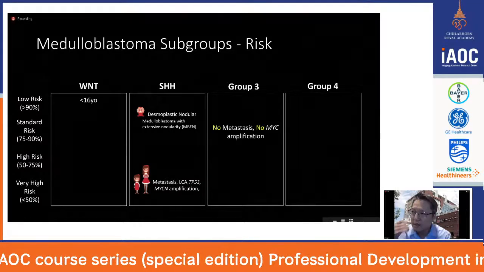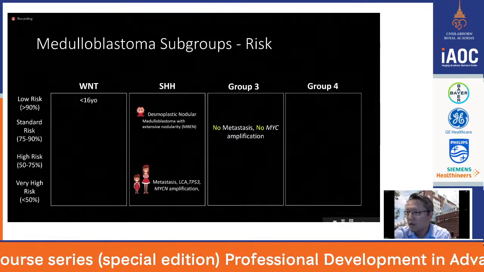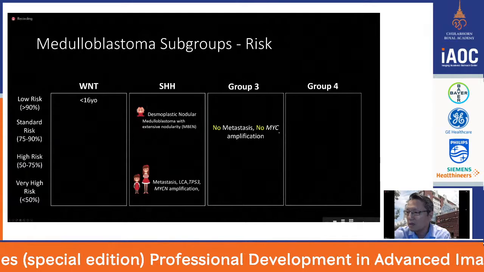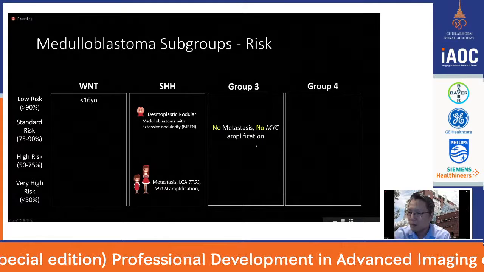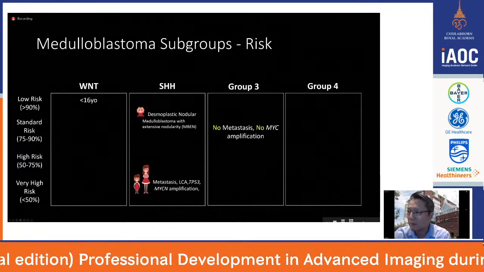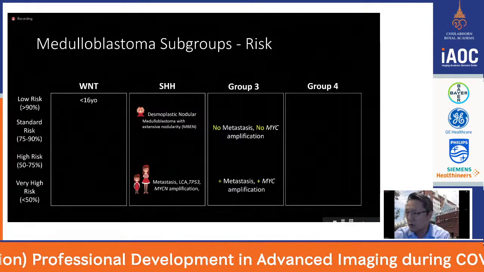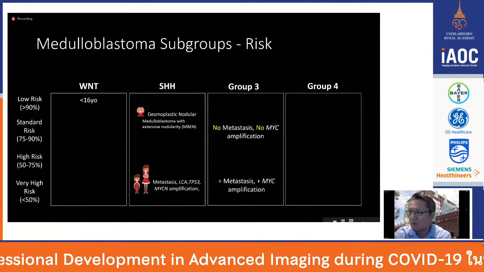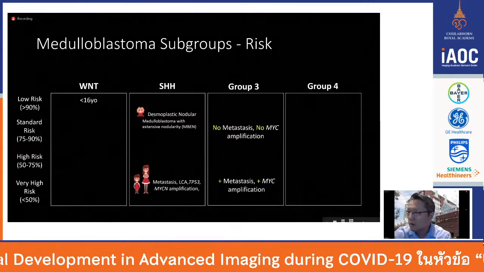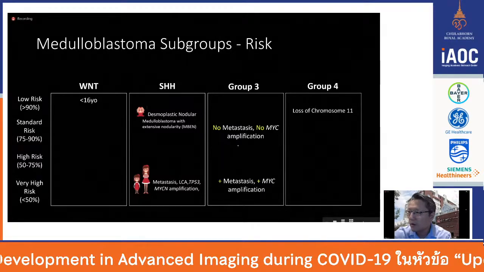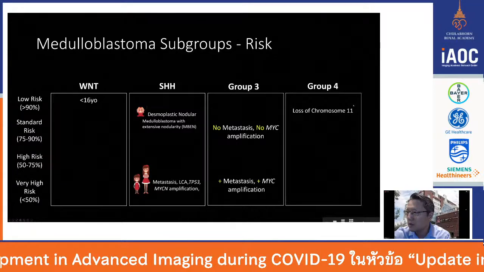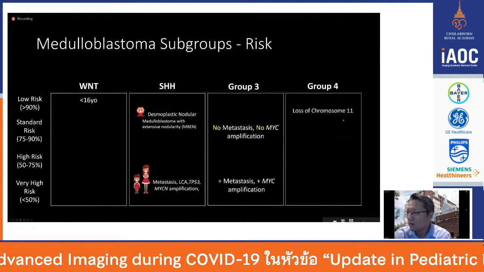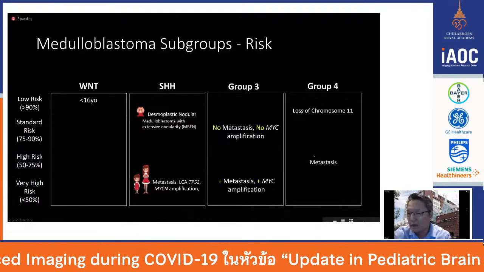And you can find that too with group 3. If you have a group 3 tumor that has no metastasis and no MYC amplification, then it's going to be standard risk. But once you see metastasis or that mutation, then it's going to be very high risk. And this is less than 50% survival. Group 4 actually has a very low risk group. When they lose chromosome 11, this makes it a pretty good outcome, almost like a benign tumor. But then when they have metastasis, it falls down to high risk.